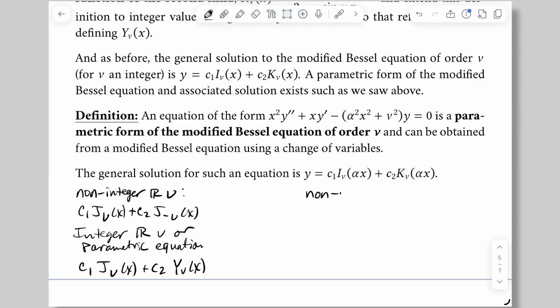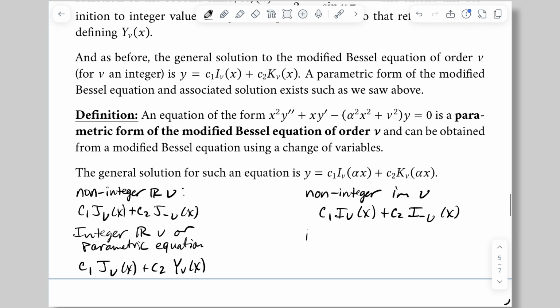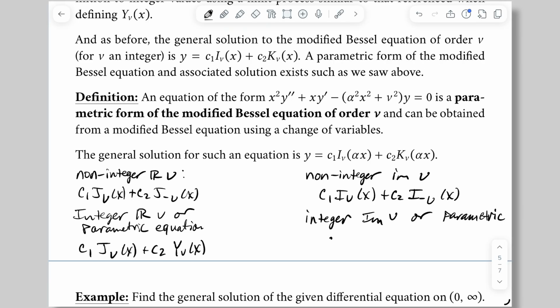In the case that we have a non-integer imaginary nu, I know that's a bad form because an imaginary number is not an integer, but you know what I mean, then c1 times I sub nu of x plus c2 times I sub negative nu of x is our solution. In the case that we have an integer coefficient on the imaginary nu, or again, a parametric form of Bessel's equation, then our solution is c1 I sub nu of x plus c2 K sub nu of x.